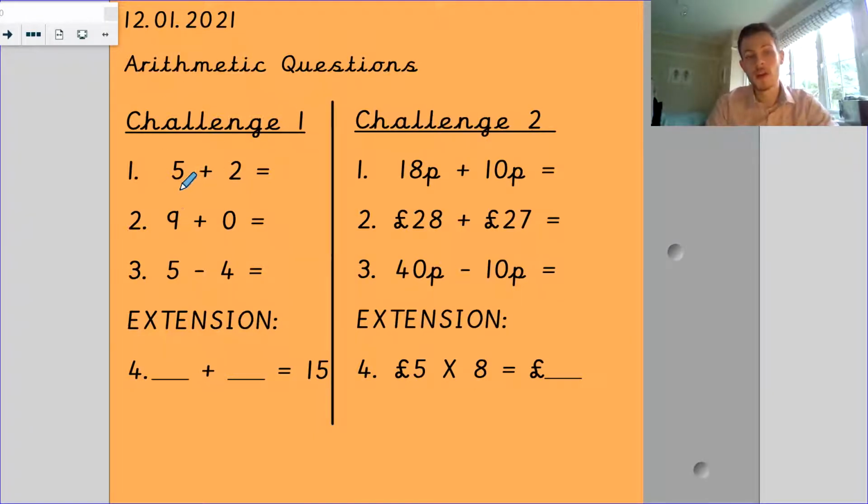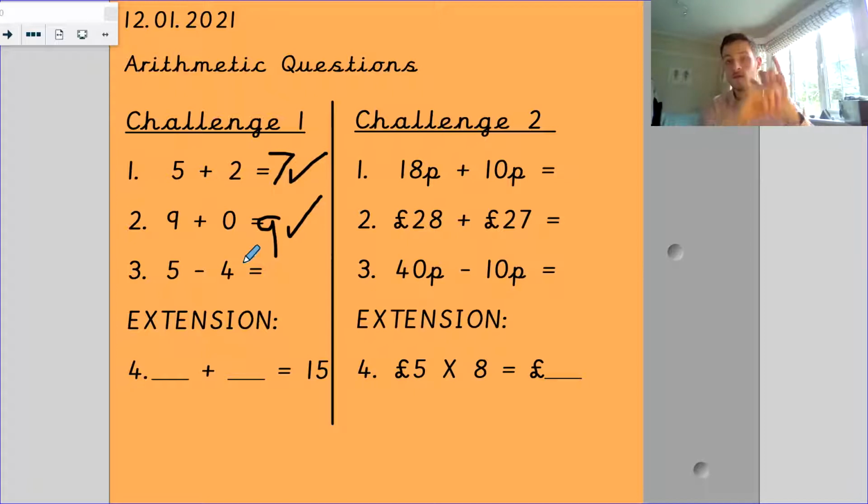Okay, starting off with challenge 1, 5 add 2. Easy. Starting from 5, jump 1, 2. You're going to end up with the answer of 7. Tick. 9 add 0. Well, you've got 9, and you've got no more on top of that, so you've still got 9. 5 take away 4. You could do this with your ruler, with your hand, or in your head, but 5, and you put 1, 2, 3, 4 down, you've got 1 remaining. So your answer is 1.